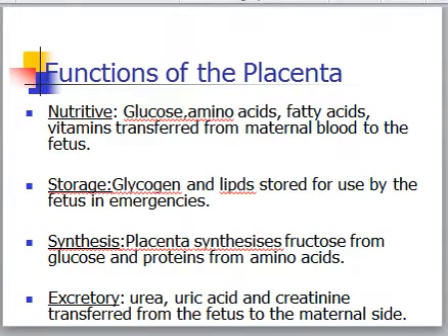And what is the function of the placenta? The overall functions are nutrition and storage, synthesis, and excretory. Glucose, amino acids, fatty acids and vitamins transfer from the maternal blood to the fetus. For storage, glycogen and lipids are stored for use by the fetus in emergency conditions. And synthesis: the placenta synthesizes fructose from glucose and proteins from amino acids. The excretory products, urea, uric acid and creatinine, are transferred from the fetus to the maternal side.